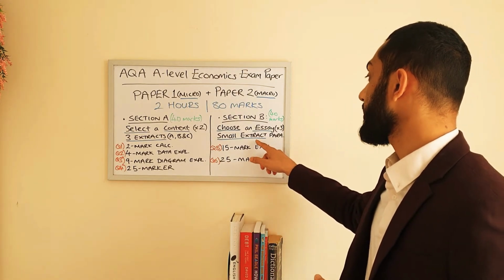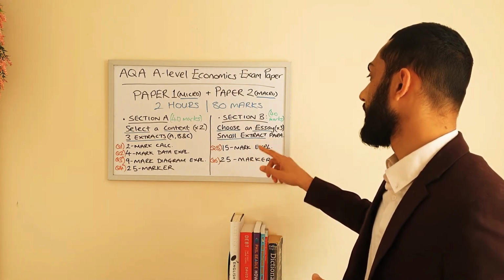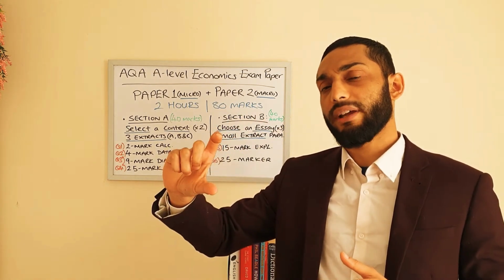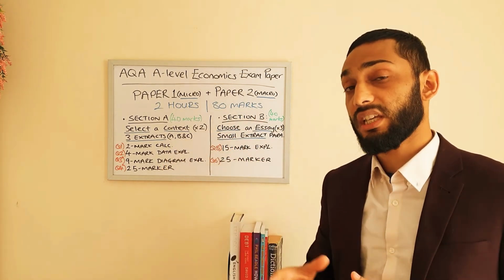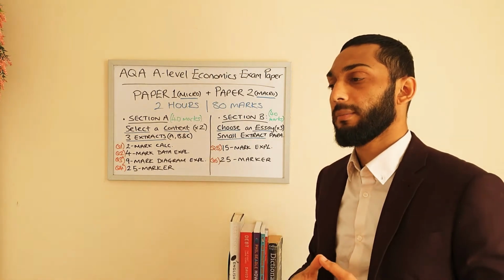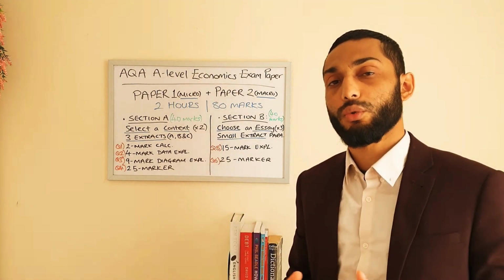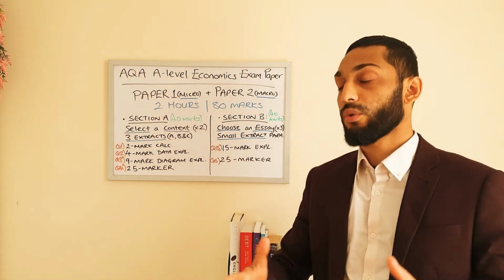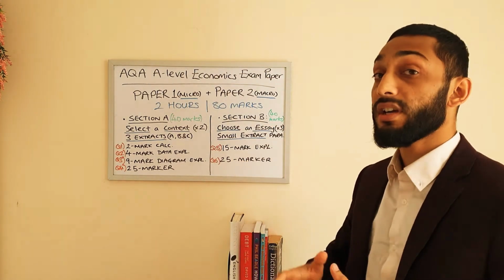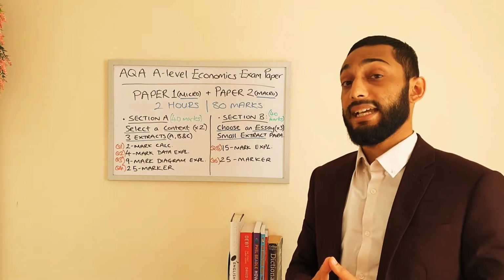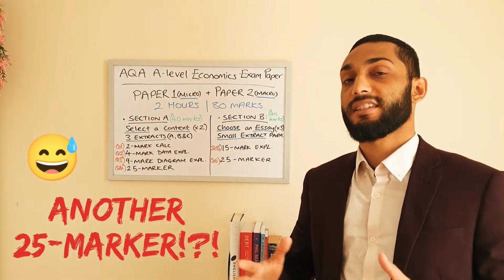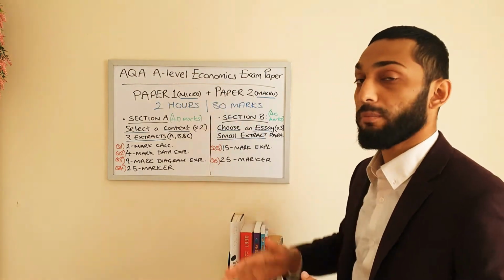Now, there will be a small extract given, by the way, just above the 2 questions. There's a small paragraph with information, with data perhaps, or some information about the nature of the questions. And then you go for the 15 marker, which is an explanation question. And then again, you've got another 25 marker. Yes, guys, another 25 marker in this exam paper. Well, in both paper 1 and paper 2.